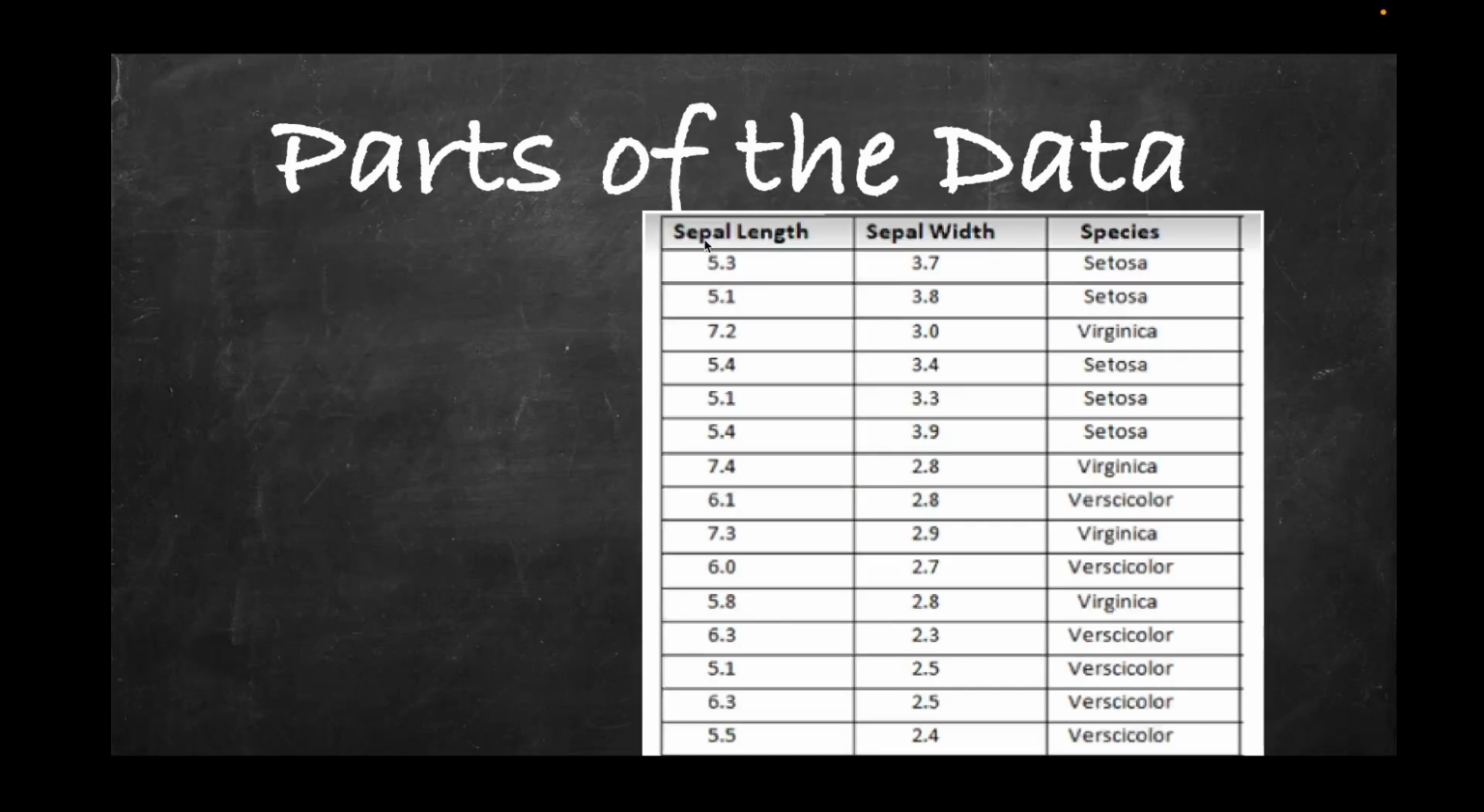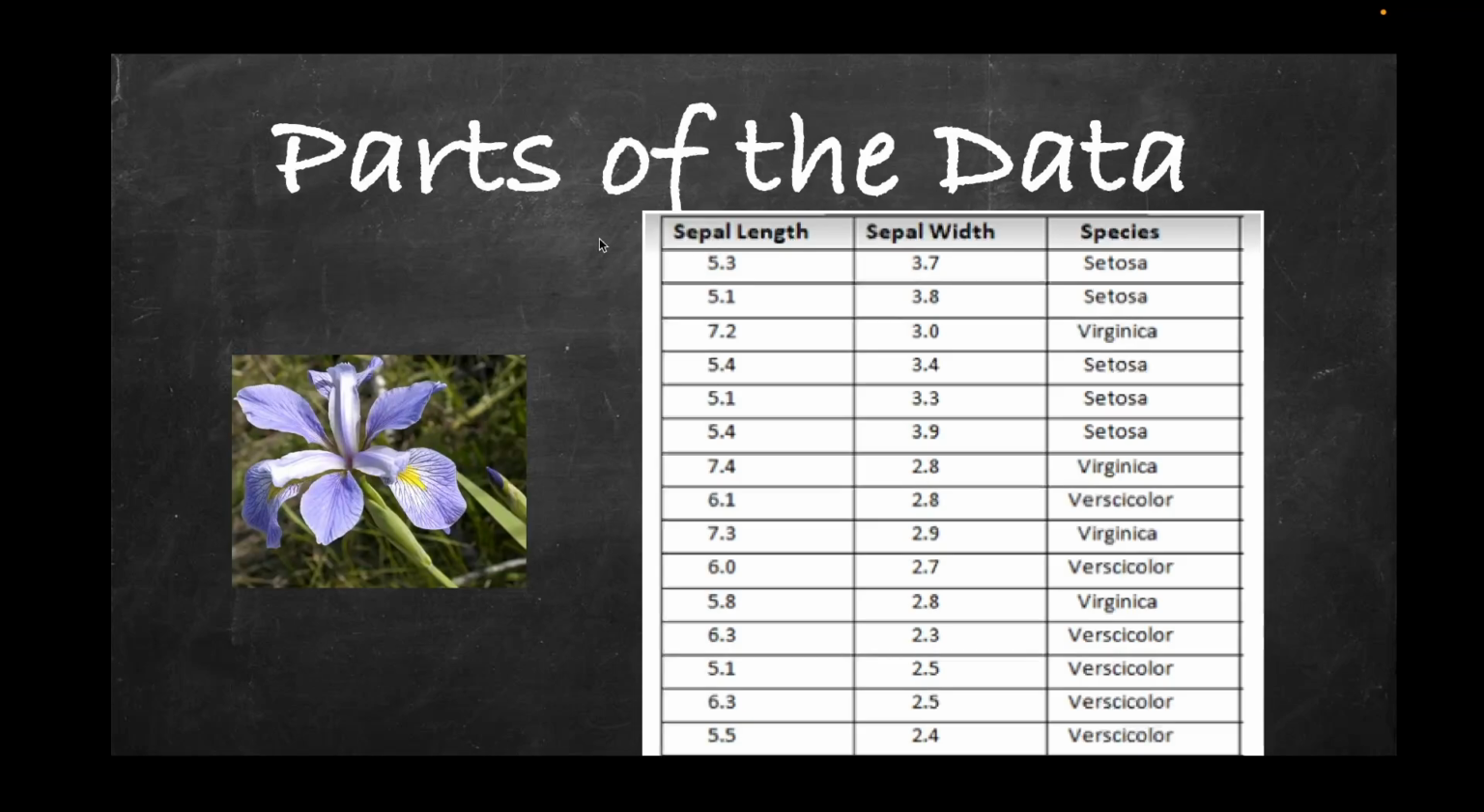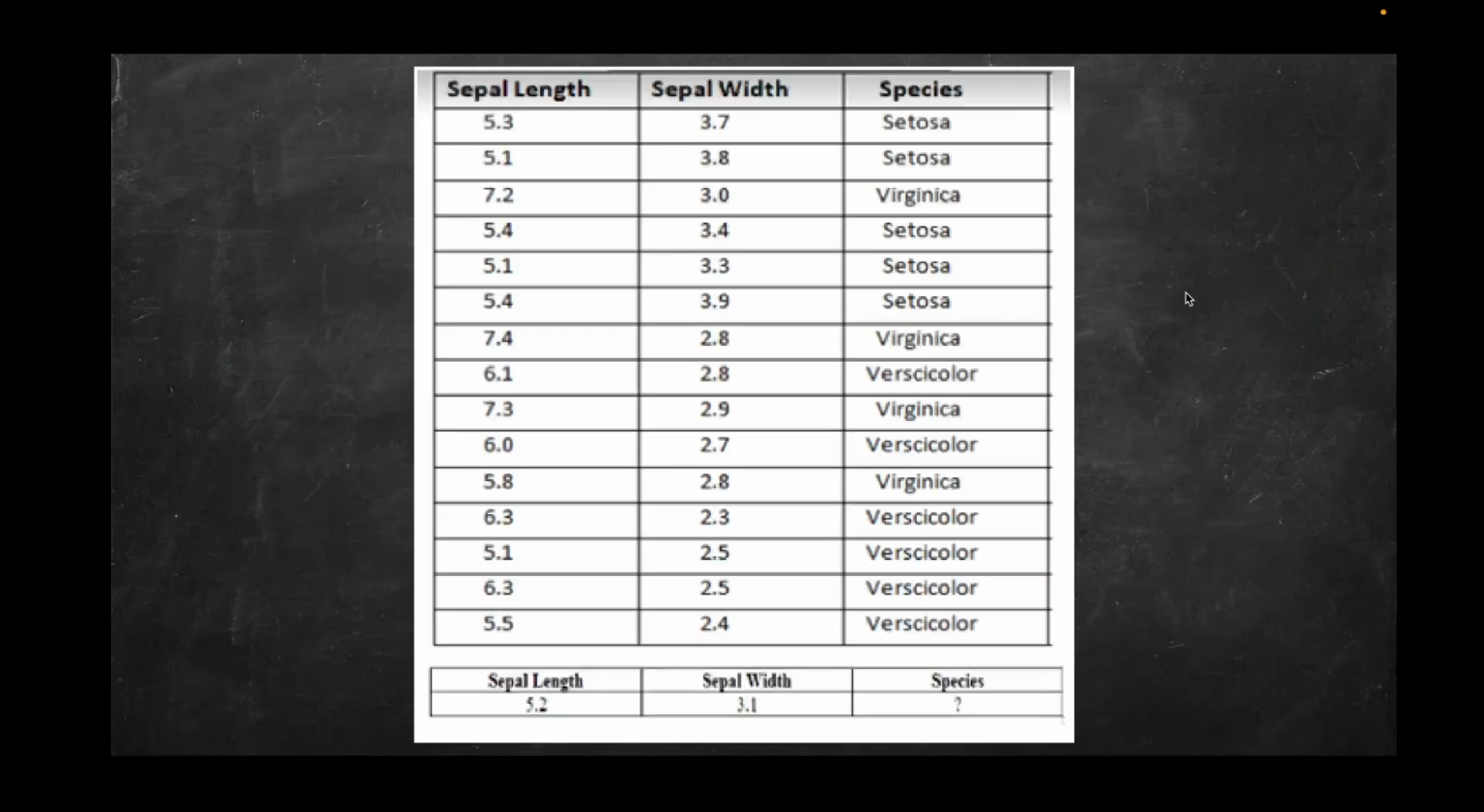Say this is an example dataset where we have the sepal length, sepal width, and different species of an iris flower. So here sepal length and sepal width are the X values or the feature values, and the species is the Y value or the target value. Let's look at this dataset in detail. So the first two columns are the X values or feature values.